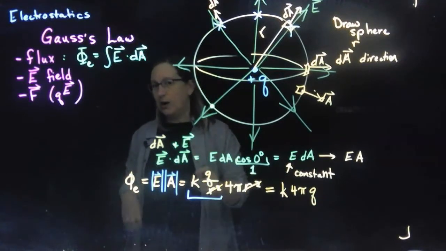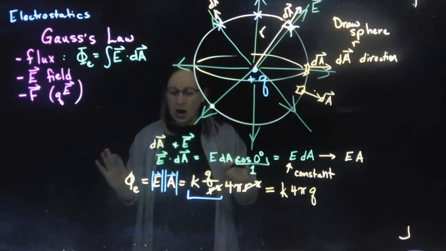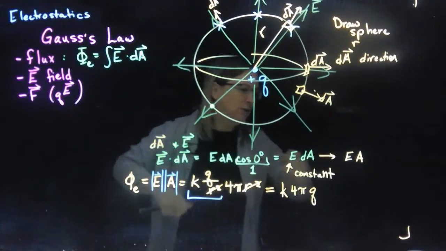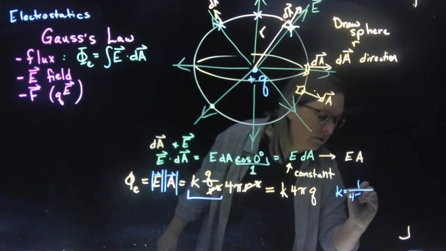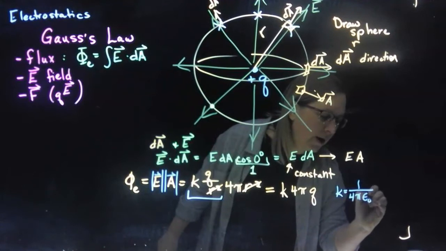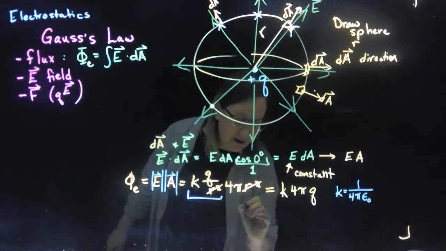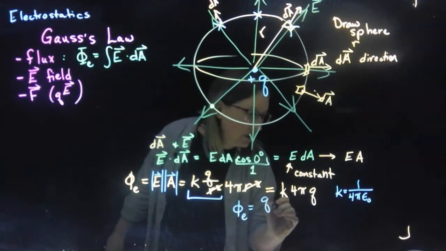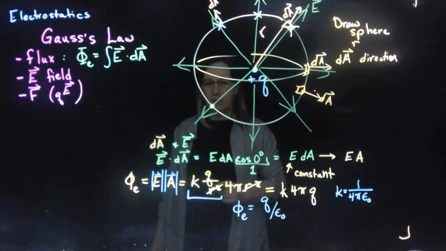And K, you know K is 9 times 10 to the 9th, right? But there was another way we could write K, and we wrote it like this. We said K is equal to 1 over 4 pi epsilon naught. This is why we use this, right? If we plug that in here, what we get is the flux is equal to Q over epsilon naught.